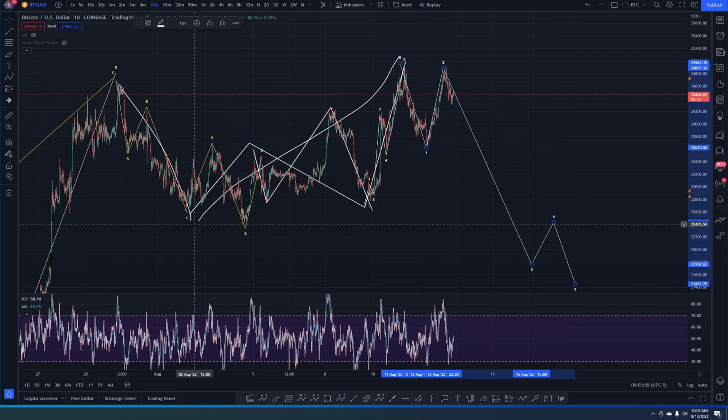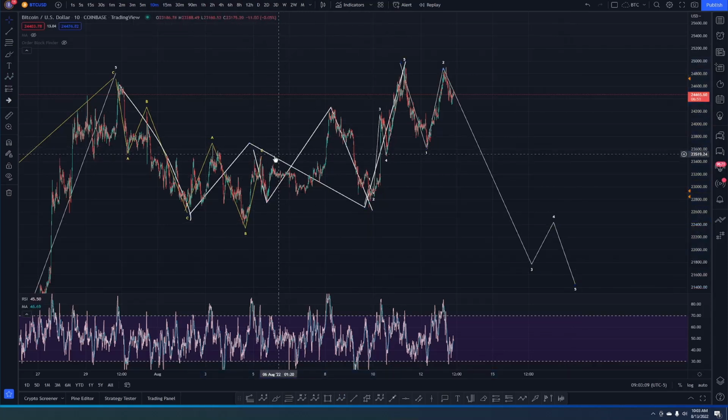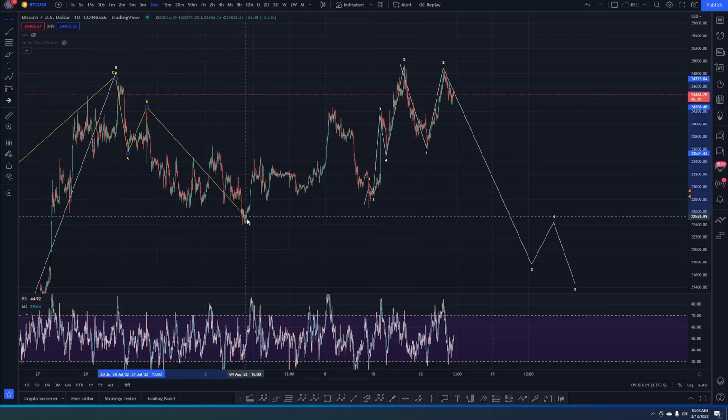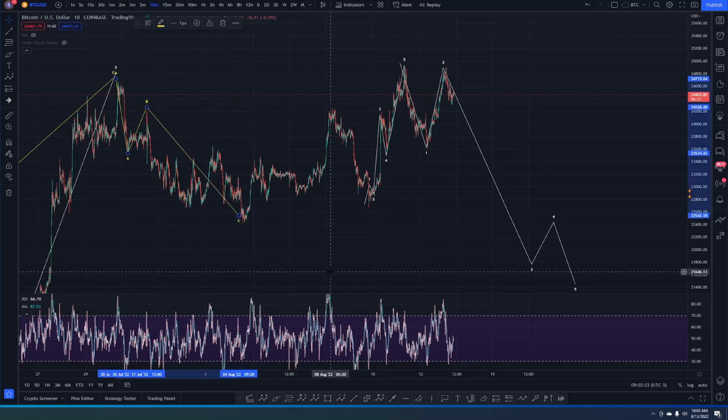Now, one might argue that this complex flat that I just drew right there is not it. I grant that because it's a convoluted count, but it works, and it makes sense of all the waves. It actually makes better sense of all the waves than any other count that I have. However, just to simplify things, let's throw the C wave right there.